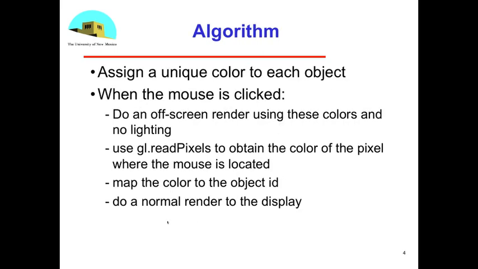So let's look a little bit at the code. We're assigning a unique color to each object for the off-screen rendering. The loop looks like this: when I click the mouse, we do the off-screen rendering. I don't need lighting for that. If I was using lighting and shading in the normal render, I don't need them here. I need very simple shaders to do this. Reading pixels with one pixel corresponding to where the mouse is located is going to give me a color. I map that color back to an identifier for the object, and then I go back to doing my normal rendering until the mouse is clicked again.